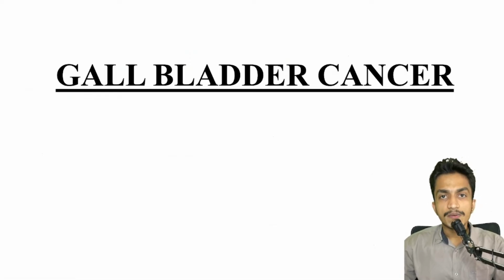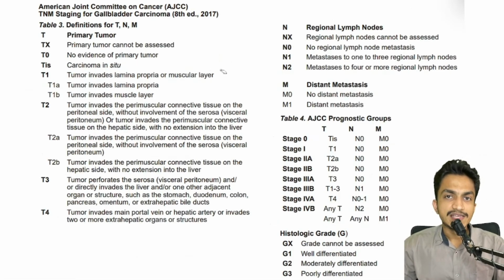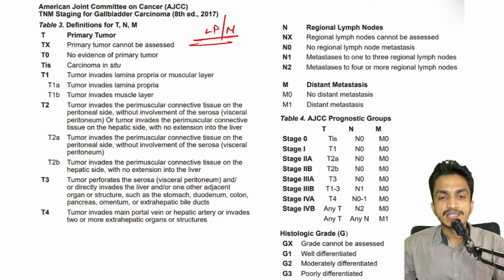Now coming to gallbladder cancer, a very easy classification for you all to remember. So starting with, if it is limited to the lamina propria or muscularis, we all know gallbladder does not have any submucosa. So if it is limited to lamina propria or only the muscularis layer, then it is T1. If it is in lamina propria, then it is T1a. If muscularis, then it is T1b.